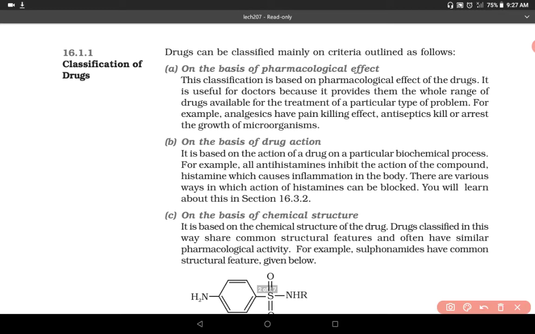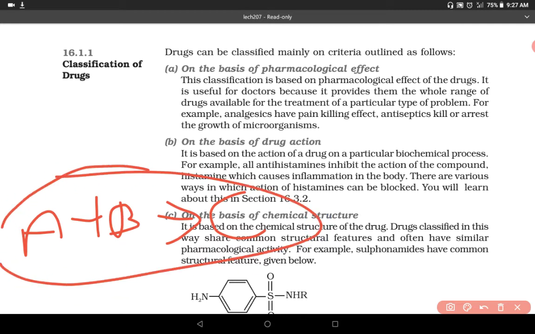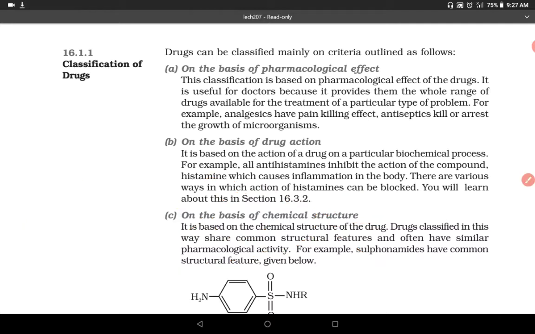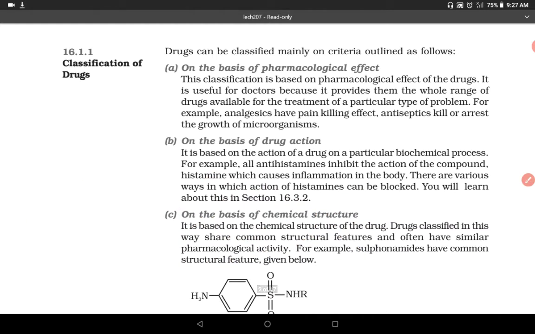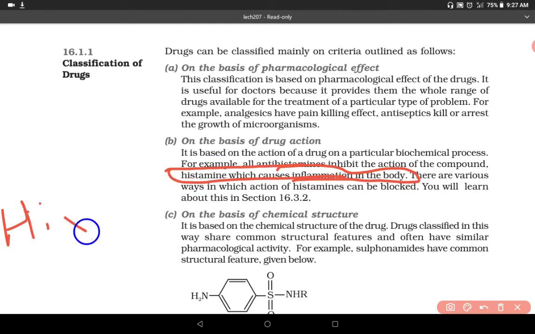Actually, as I told, if A plus B is giving C, the drug acts on this reaction, on this biochemical process. For example, all antihistamines inhibit the action of the compound histamine, which causes inflammation in the body. In some parts of the leg or the hand, we feel inflammation, that is, a burning sensation in our body. This is due to histamine. Some reaction is taking place with histamine. Histamine is making this sensation.